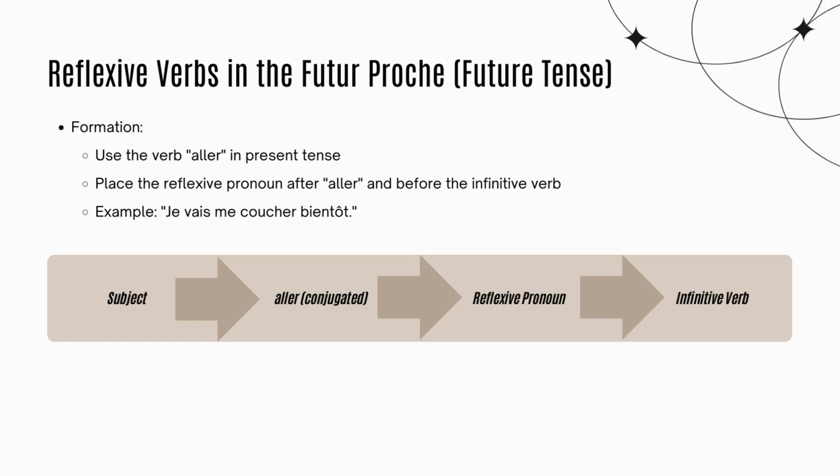Let's practice together. Repeat after me. Je vais me coucher. Tu vas te réveiller. Notice how the reflexive pronoun always stays directly before the infinitive verb.